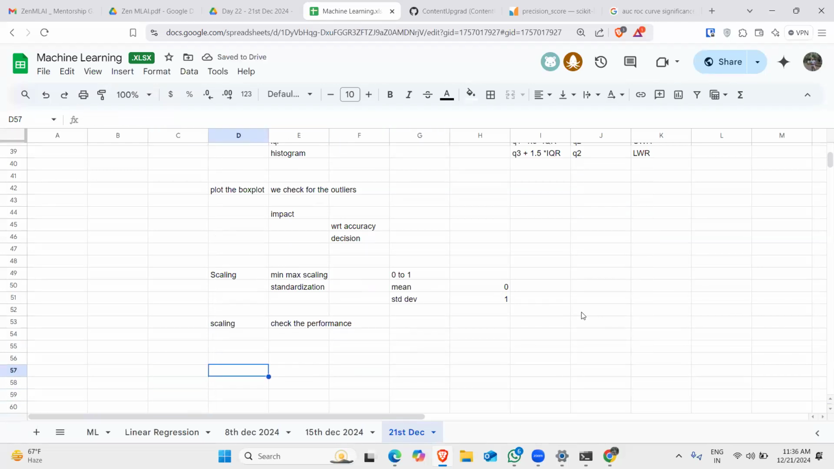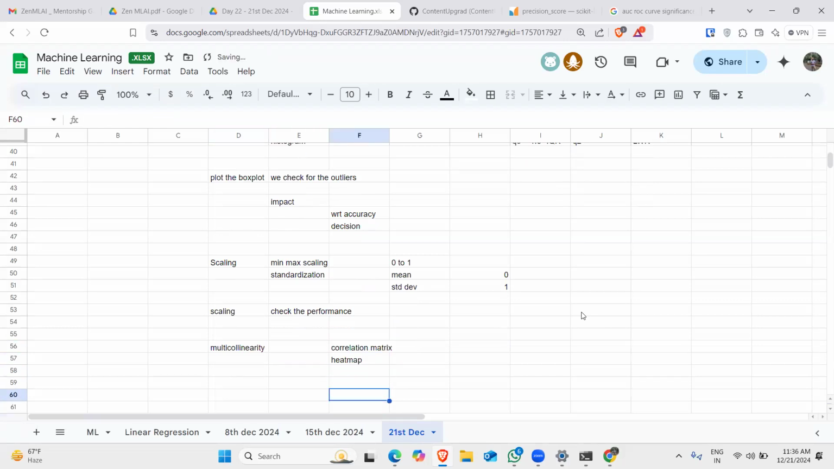Then we can check for multi-collinearity in the data by using a correlation matrix, or a heat map, or by using the VIF function, which is 1 divided by 1 minus R square. If the VIF is greater than 5, we say that multi-collinearity exists in the data, right?